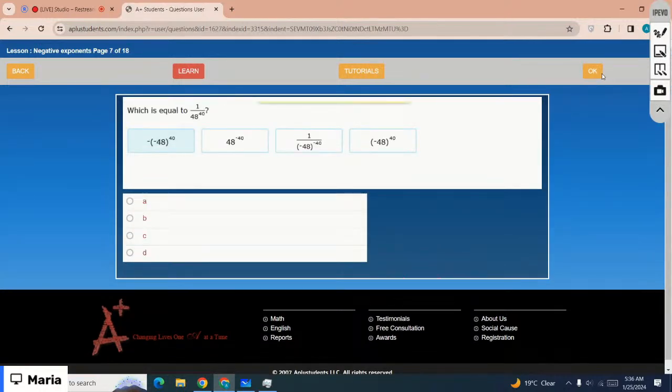The next one is which is equal to 1 over 48 exponent 40. So which is the correct option? Which one is equal to this one? The correct option is 48 exponent negative 40. Yes, very good. B is the correct option.